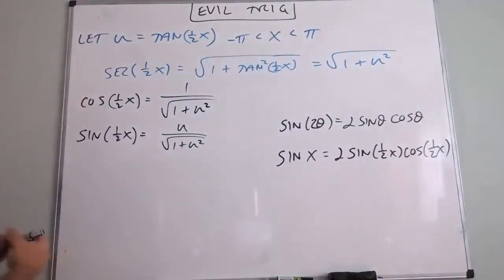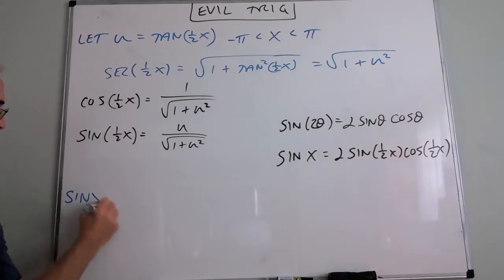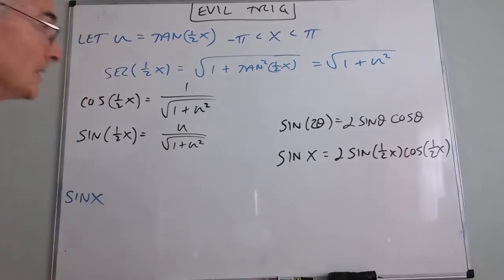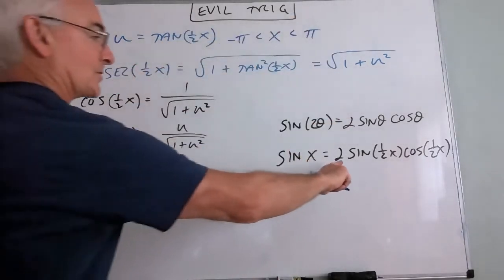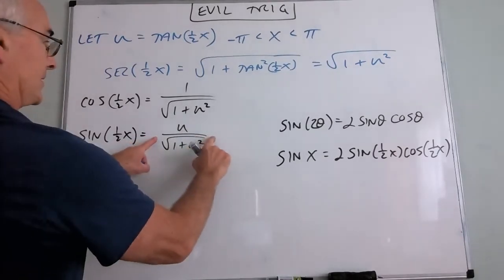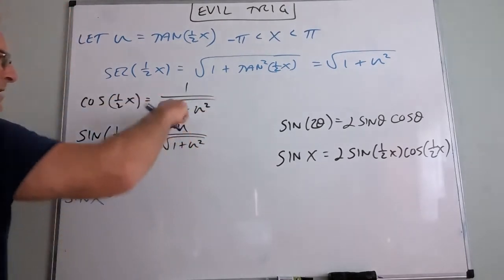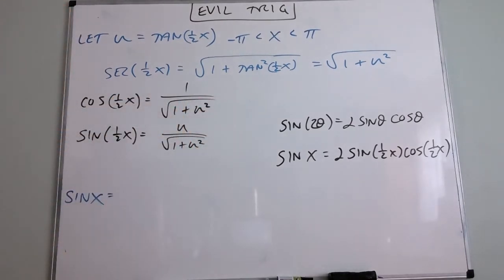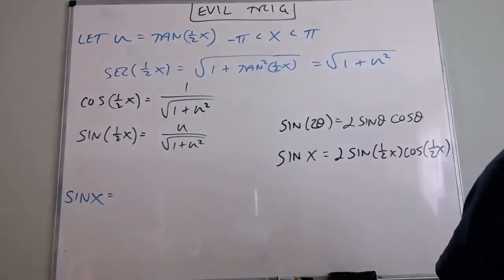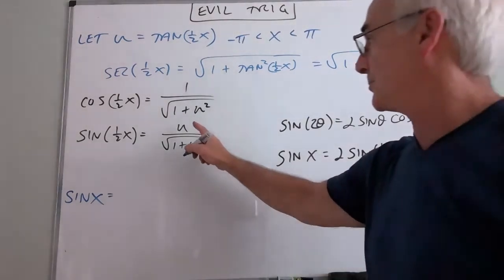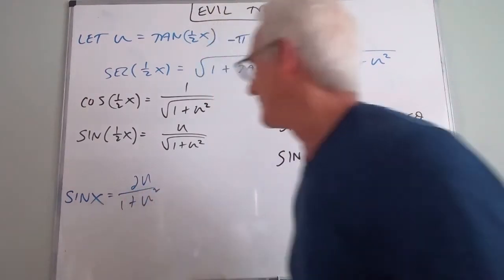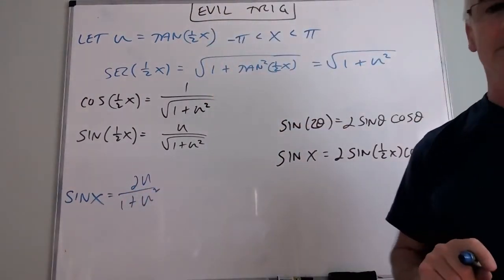We've got sine x. I'll put it right here. Because the idea with evil trig is I need sine, cosine, and tangent in terms of u. Starting with this, I got to get everything in terms of u. So this was the first one. So this will be 2 times this times this. Oh, but when I multiply those denominators together, 2 times the sine of 1/2 x times the cosine of 1/2 x will leave us with what? 2 times this will just be what? 2u over 1 plus u squared. Well, that wasn't so bad.